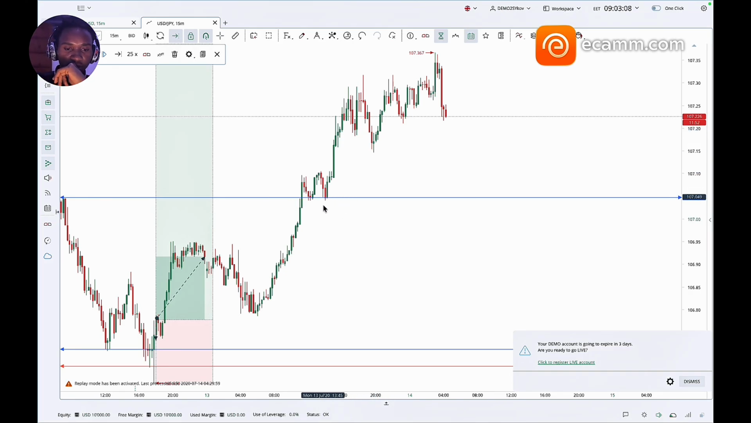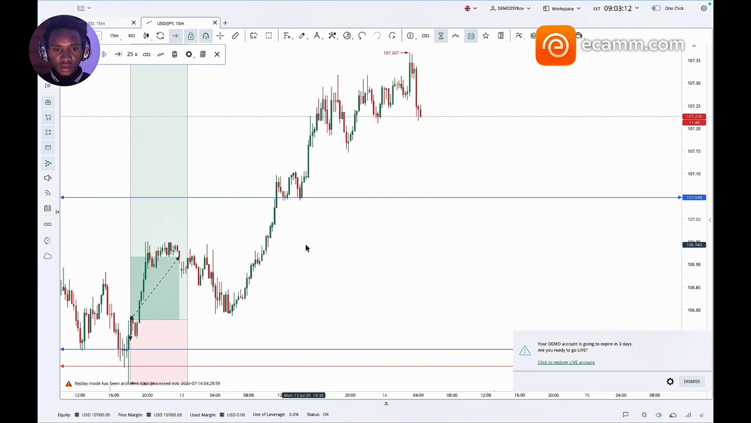Then I'll move my stop loss here. So let's see. Well, clearly this M pattern that formed over here is already giving me a reason to come out of the market. Okay, so this is how I trade basically. I don't come out of the market except the market gives me a reason to do so.